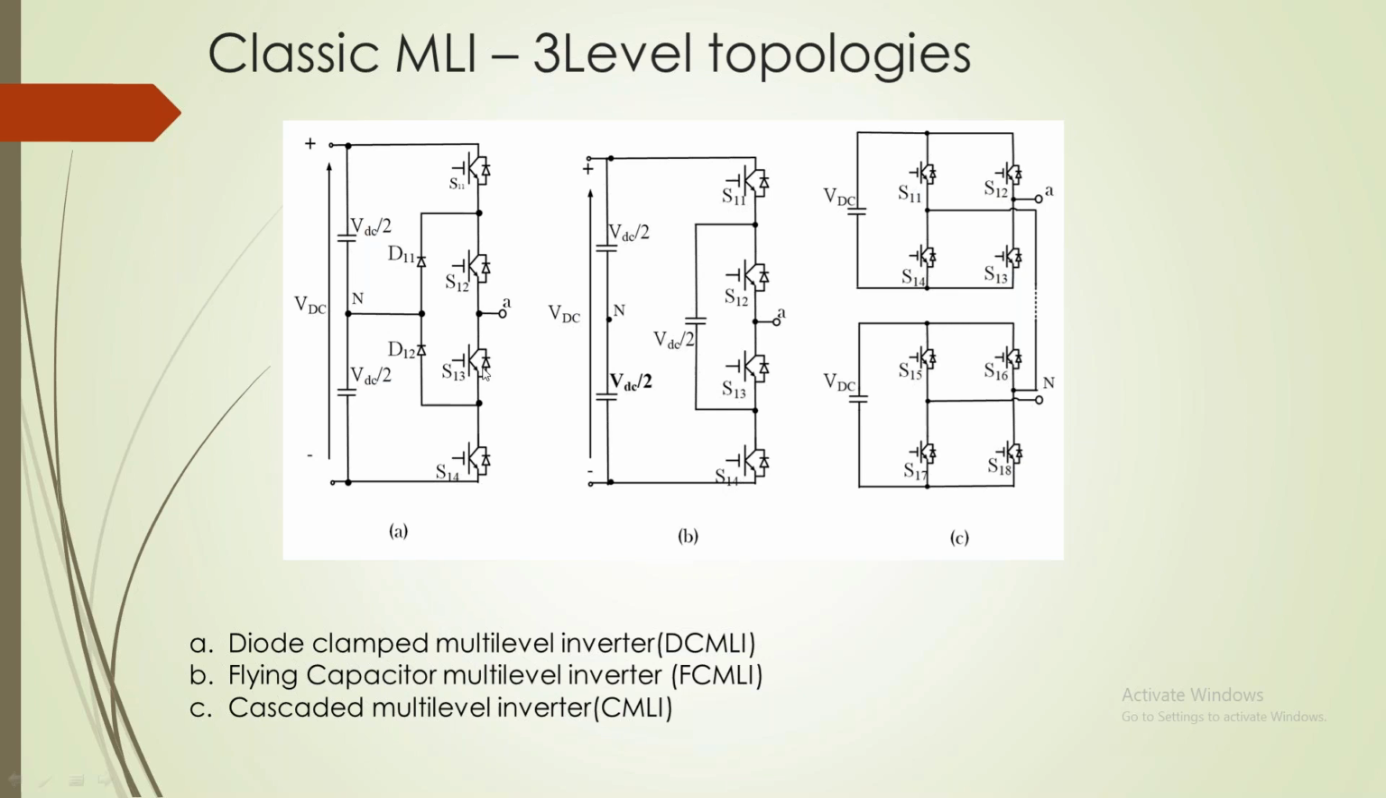If the bottom two switches are turned on, the output voltage is minus VDC by 2, because A is connected to the negative DC rail. So three different voltage levels are possible: plus VDC by 2, 0, minus VDC by 2. That's why it is called a three-level topology. And this is only a single leg of this three-level inverter. If I connect three legs of this kind, it becomes a three-phase inverter. So in a single leg, the phase voltages are going to have three levels.